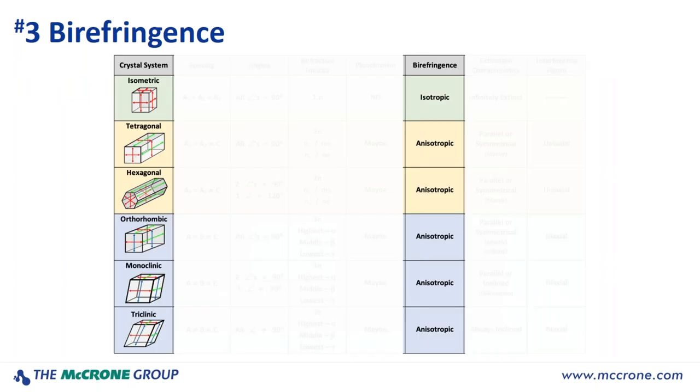Understanding the birefringent properties of a particle provides insight into other properties and can be used to narrow down or confirm the possible choices. And I'm just filling out my chart again. This is the third characteristic, birefringence. And I know that isotropic particles don't show any birefringence. The rest are anisotropic and all show birefringence of some type.